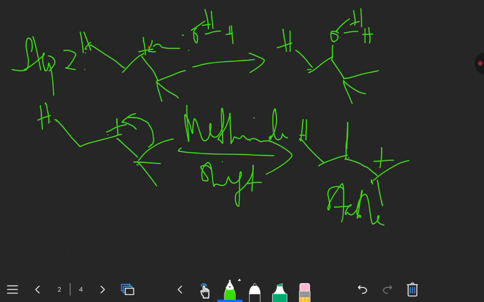But from this one, we'll form an alcohol which is not even stable because you're forming it from a carbocation which is a primary carbocation. But this one, we are going to form a stable alcohol because we are forming it from a carbocation which is a tertiary. Yeah. So this is what we have.